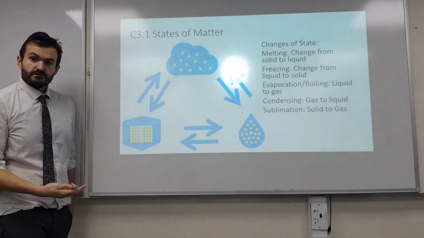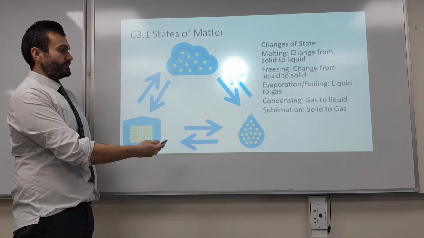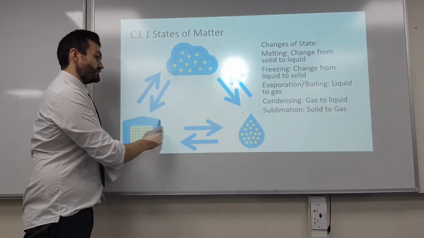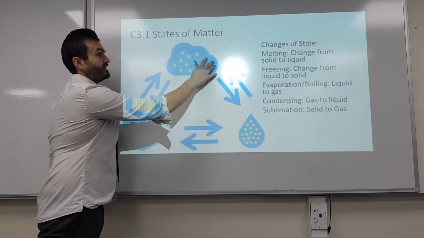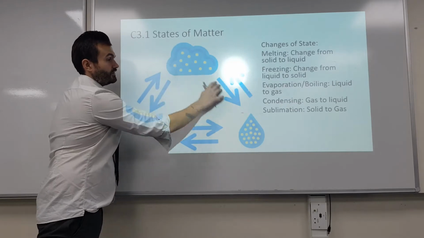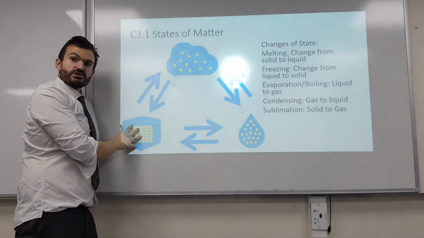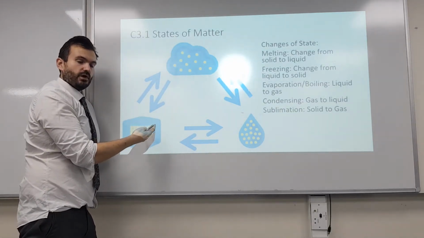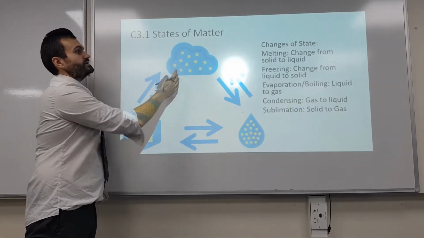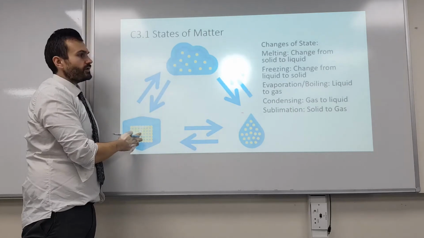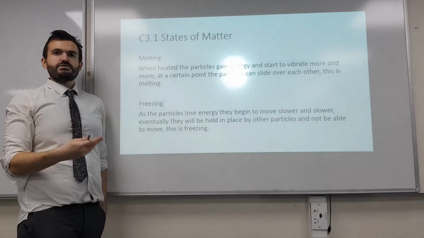We need to know about the phase changes or the state changes. The easiest ones that most people know: solid to liquid is melting, and in reverse we've got freezing, then we've got boiling and evaporation, and then we've got condensation from gas to liquid. We also have sublimation. Sublimation is quite unusual, as the solid goes straight to a gas. And we also have deposition, which is a gas to a solid, but I don't think we need to know that.